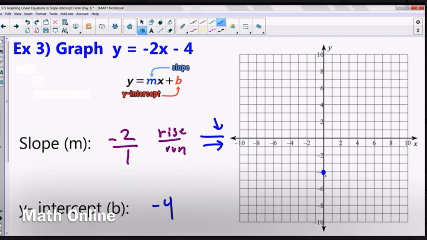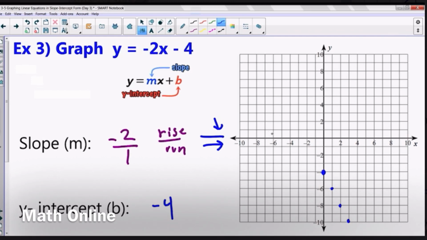Now we're going to jump into step 3. Step 3 asks us to start from the y-intercept, which is this point, and use our slope to create more points, so that we can eventually have a line. Our slope tells us to move 2 units down and 1 unit to the right. So let's go ahead and do that. 2 units down, 1, 2. And from here, I'm going to move 1 unit to the right. And there it is. 2 units down, 1 unit to the right.